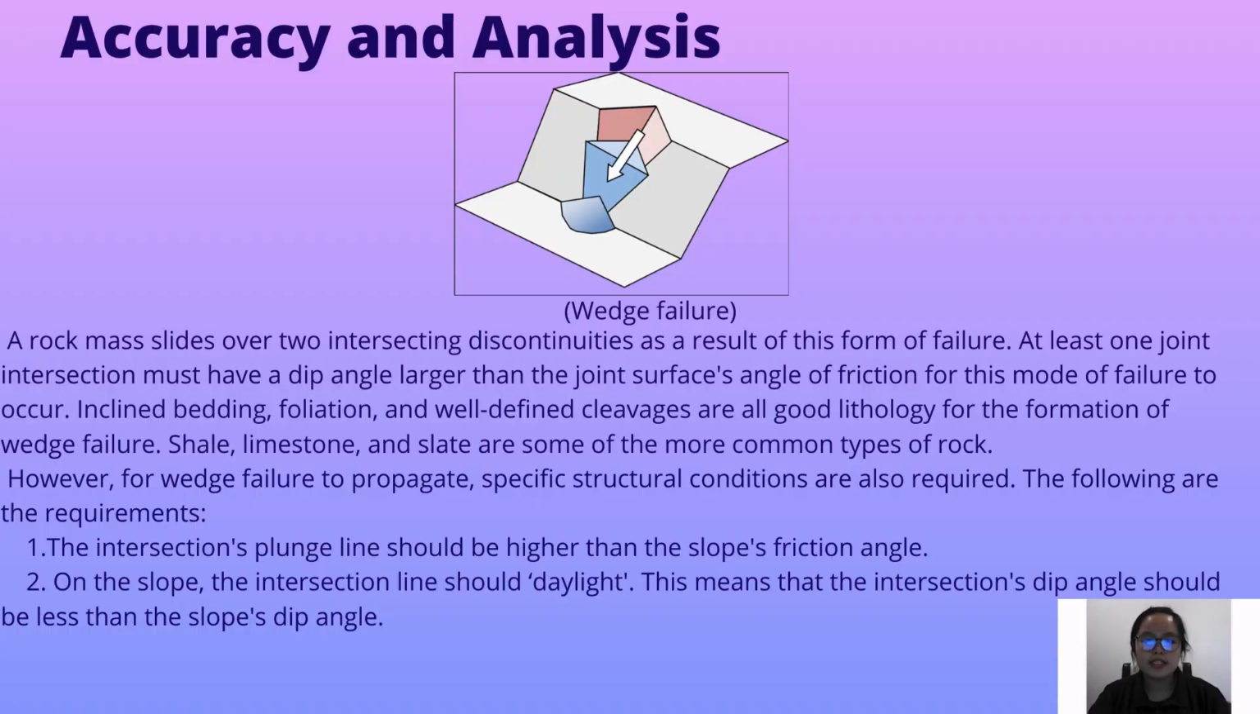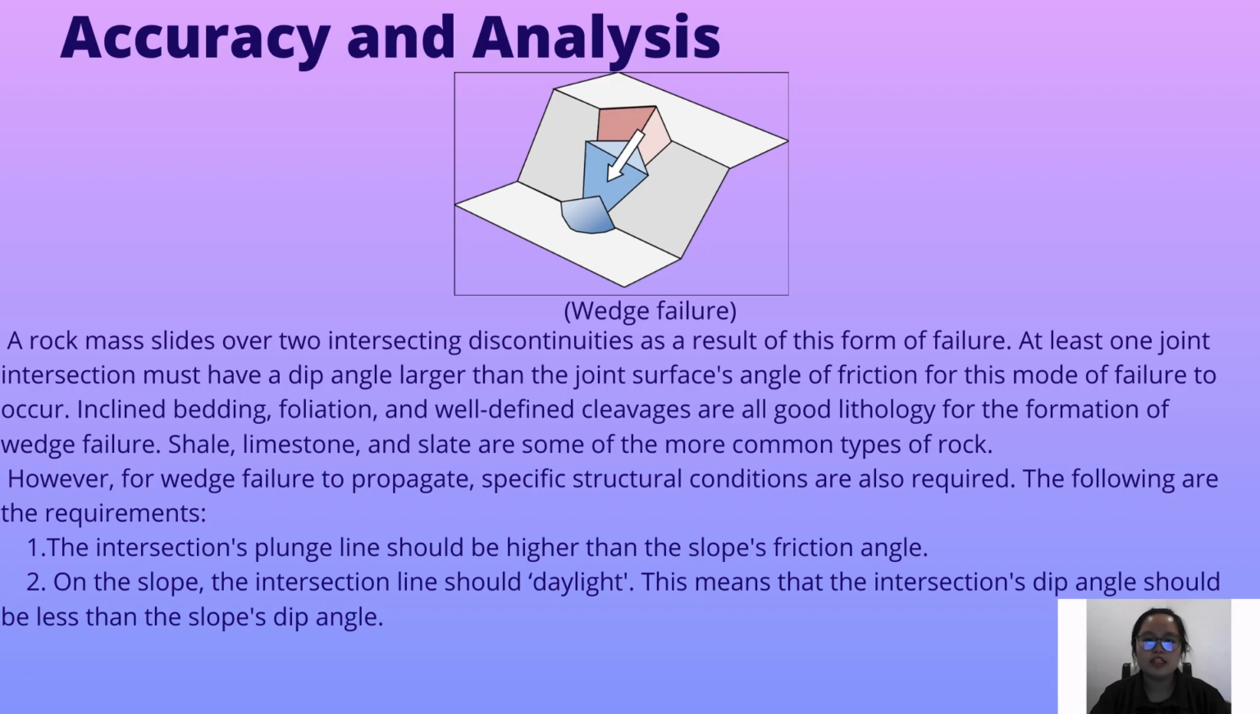Accuracy and analysis. The image is the wedge failure. A rock may slide over two intersecting discontinuities as a result of this form of failure. At least one joint intersection must have the tip angle larger than the joint surface friction angle for this mode of failure to occur.